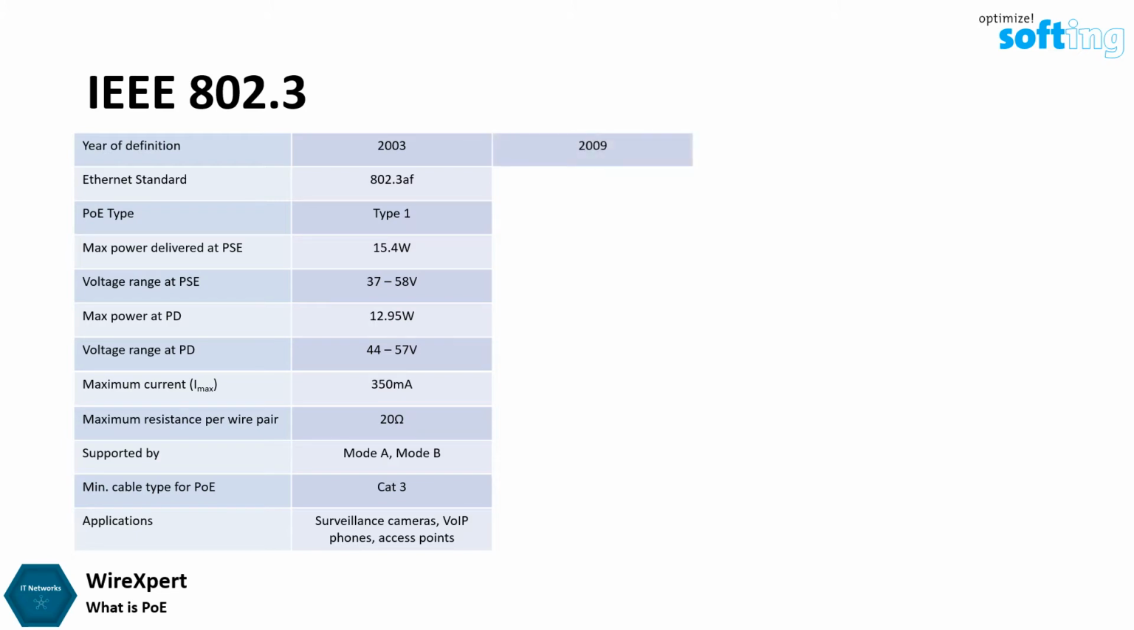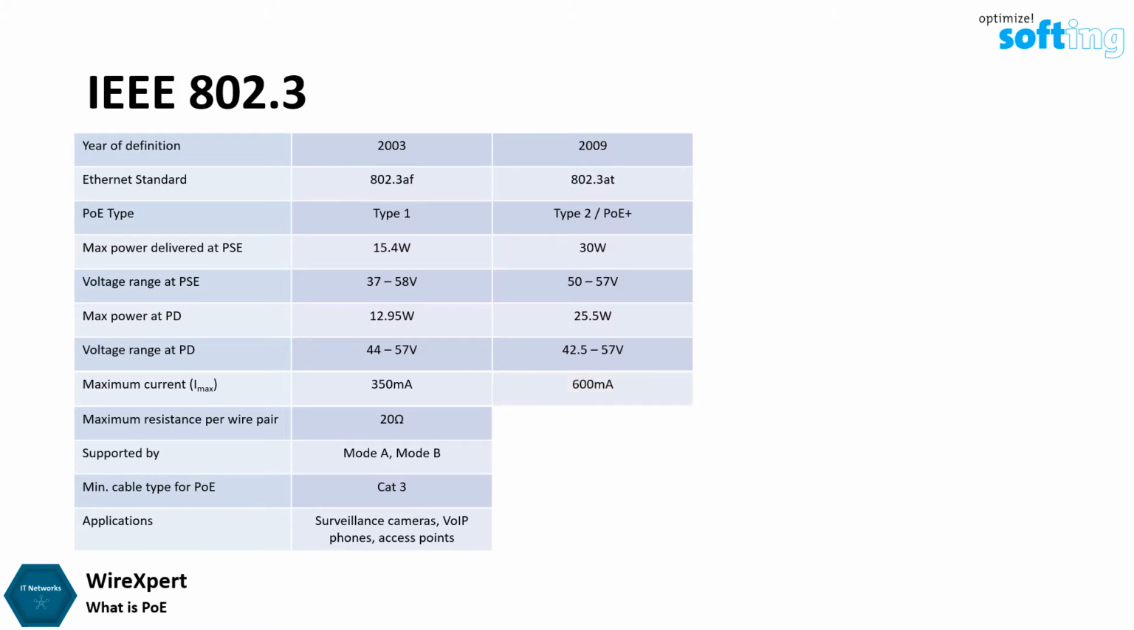Defined in 2009, the IEEE 802.3 AT standard, or Type 2 PoE, also referred to as PoE+, states that the maximum power allowed from the power source equipment is 30 watts at 50 to 57 volts, and the maximum power to the power device is 25.5 watts after loss at 42.5 to 57 volts. The maximum current for a Type 2 PoE is 600 mA, with a maximum resistance of 12.5 ohm per wire pair. Type 2 PoE is supported by Mode A and Mode B, using at least a Cat5 Ethernet cable for devices such as video IP phones and alarm systems.